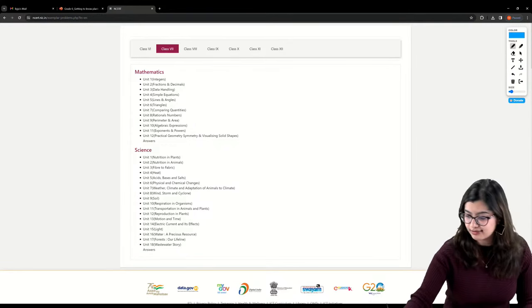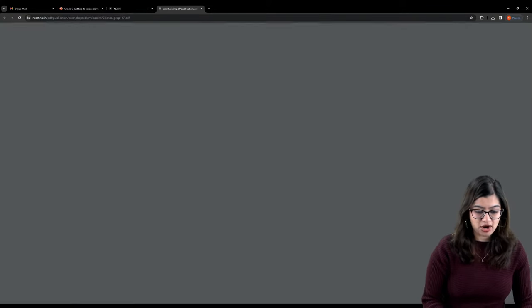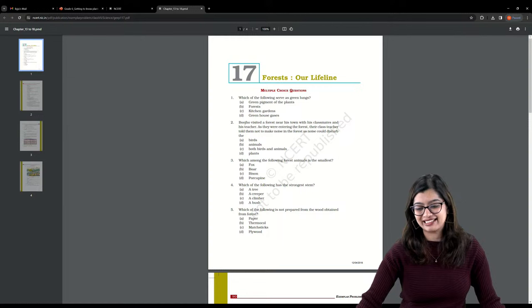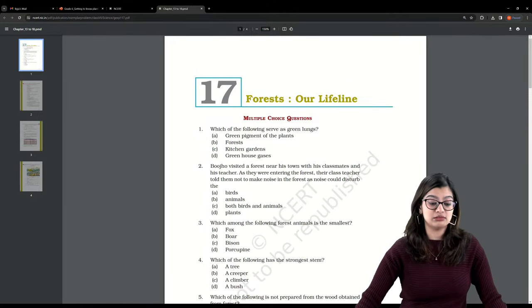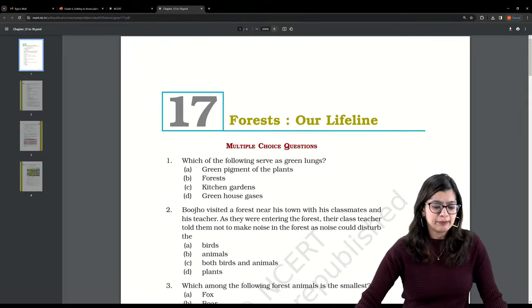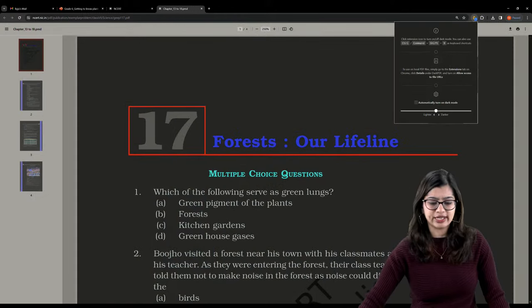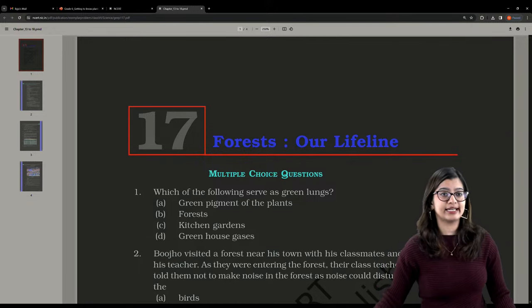So we will get started with the first chapter, which is going to be Forest: Our Lifeline. How many of you think this chapter is very easy? This chapter is so easy that it's almost a lame chapter. It is a pretty simple and easy scoring chapter for us. So shall we get started?